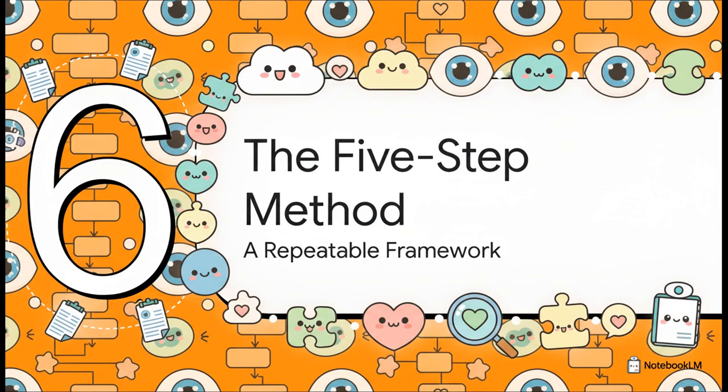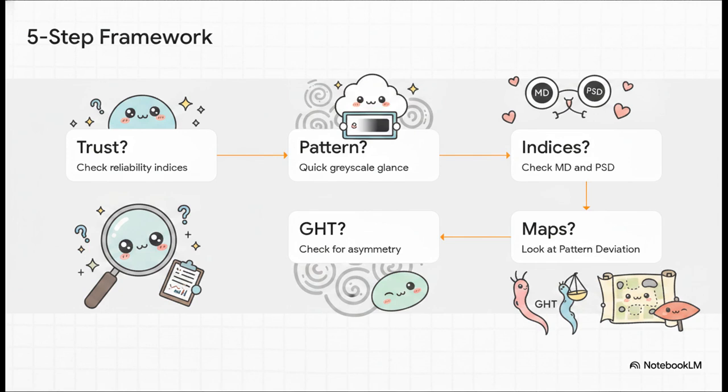Section 6. The 5-step method. Let's see how all this builds into our ultimate 5-step interrogation. Step 1, trust. Always check the reliability indices first. Step 2, pattern. Give the grayscale a quick glance. Step 3, indices. Check your MD for diffuse loss and your PSD for focal loss. Step 4, maps. Look straight at your pattern deviation for those hidden potholes. And step 5, GHT. Check for asymmetrical nerve fiber damage. Once you've answered these 5 questions, boom, you are ready to make your diagnosis.